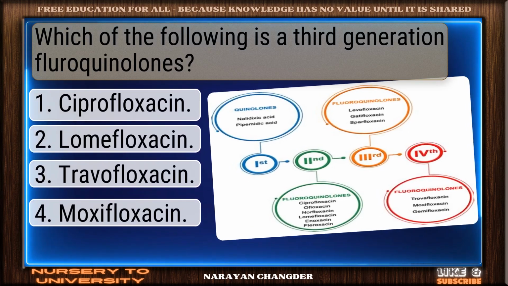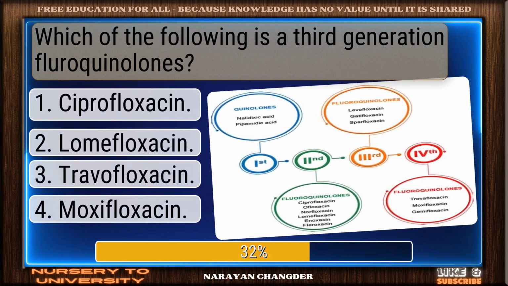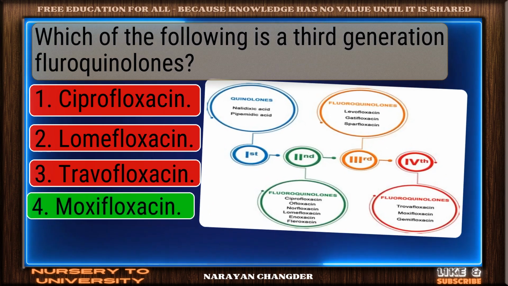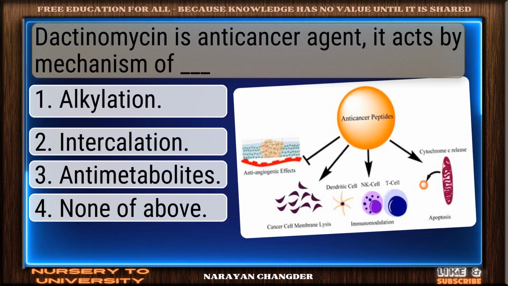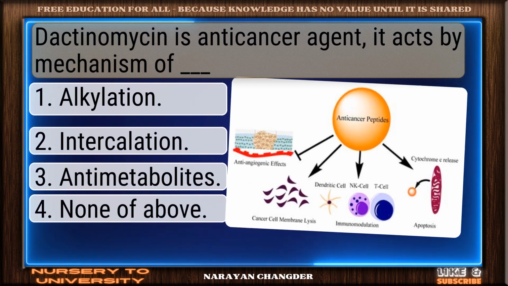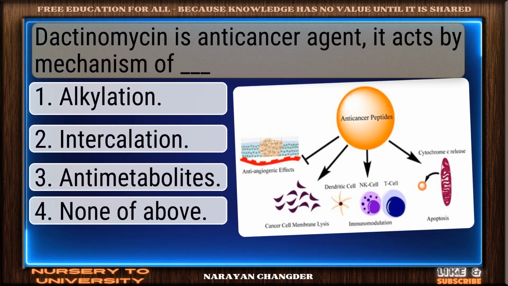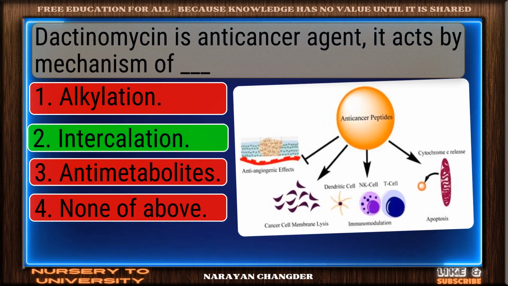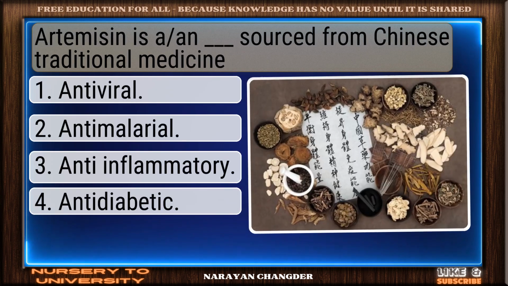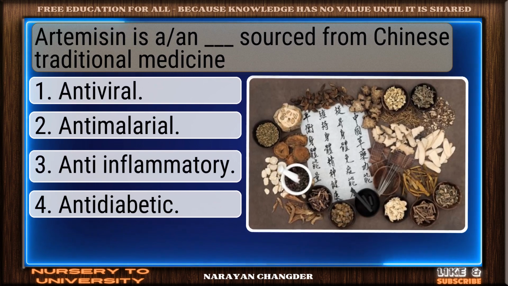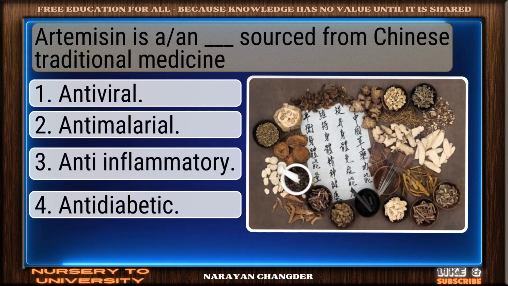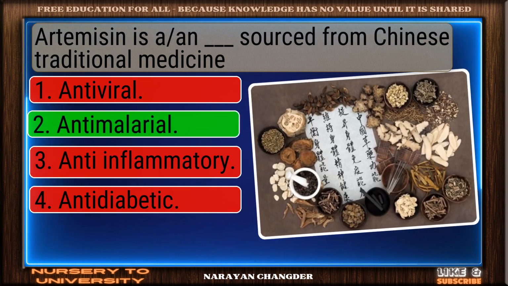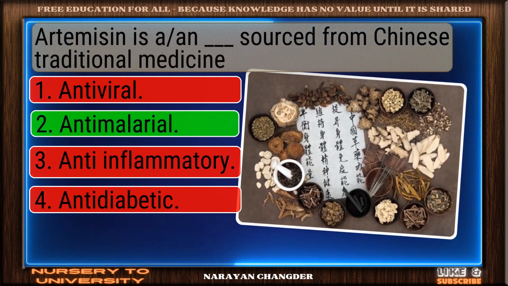Which of the following is a third-generation fluoroquinolone? Correct response. Moxifloxacin is the most accurate answer. Dactinomycin is anticancer agent. It acts by mechanism of dash. Well done. Intercalation is the right choice. Artemisinin is a dash, sourced from Chinese traditional medicine. Smart pick. Antimalarial is the correct choice.